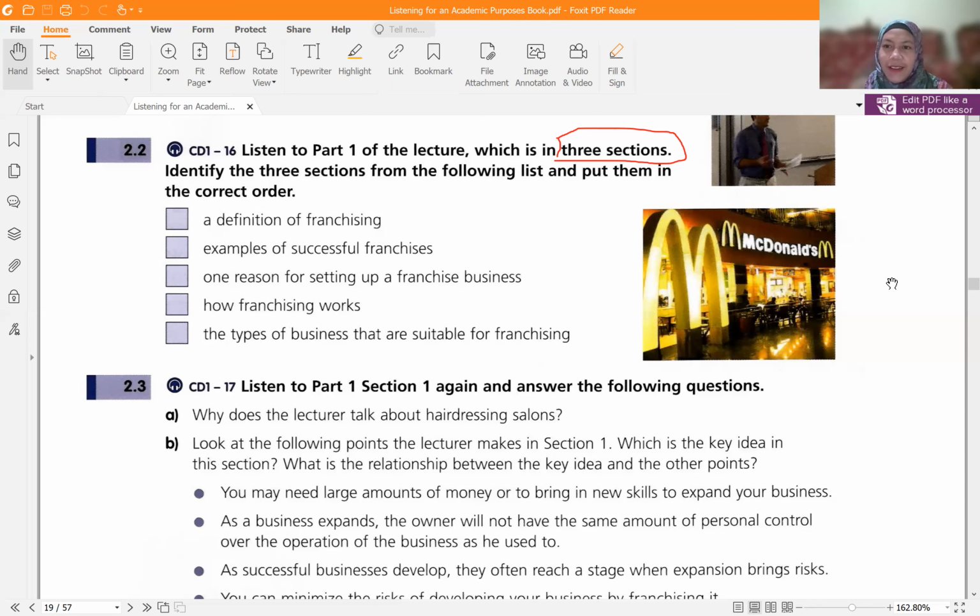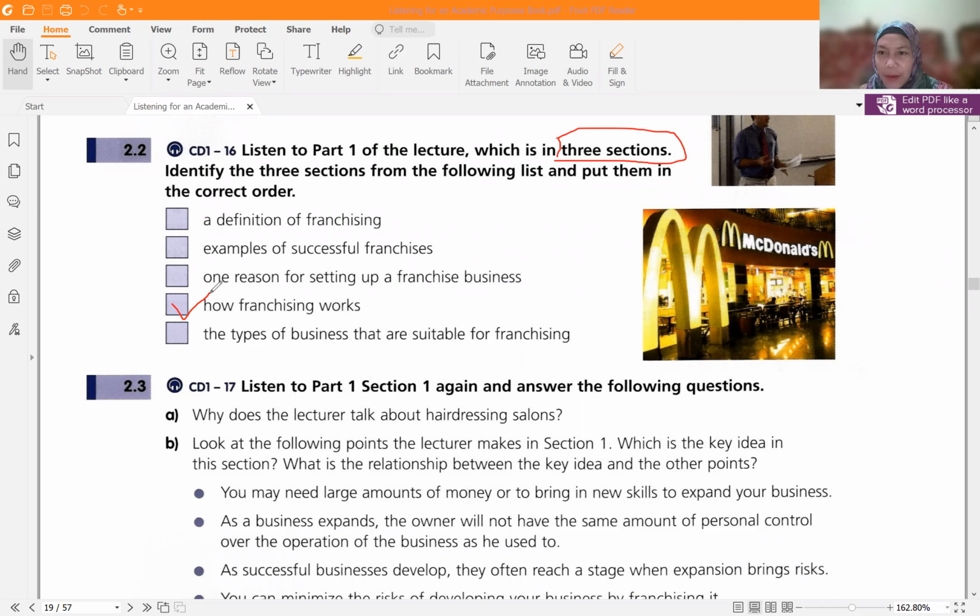What are the main points of the first, the second, and also the third section? What are the main points that we can find from this order? What do you think? What is the first point? Let me give you the example, but you have to answer it by yourself later on. You can write it down on a piece of paper. What is the point from the first section? The main point from the first section is how franchising works.